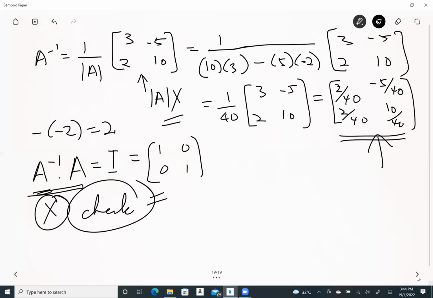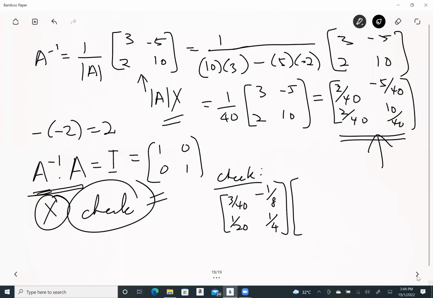Okay, got it? So if you look at what I have here, I can simplify. All right. So this is just, okay, to check whether we got the right inverse or not. So I got 3/40. Negative 5/40, that is negative 1/8. 2/40 is 1/20. Here 1/4.